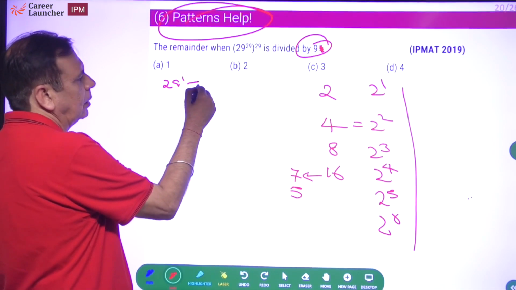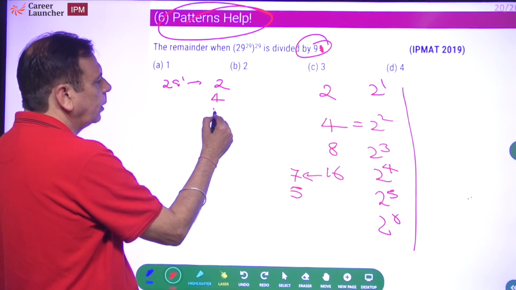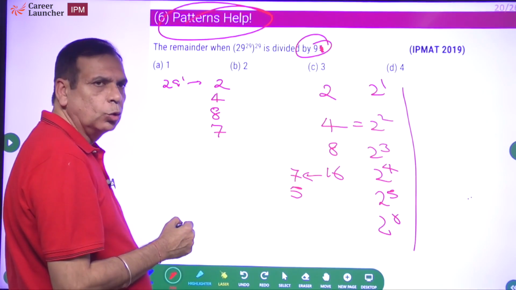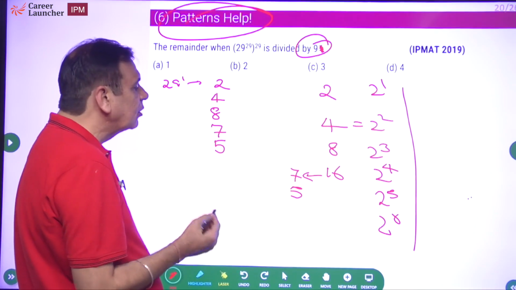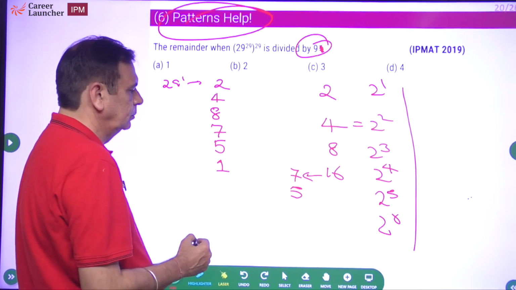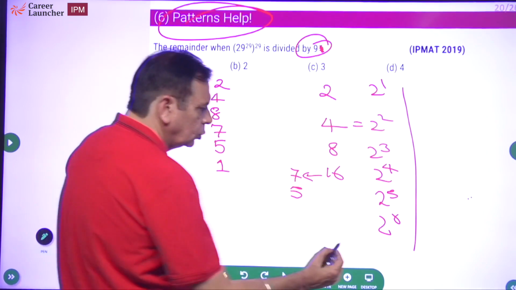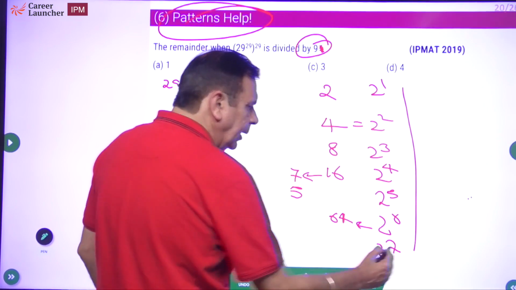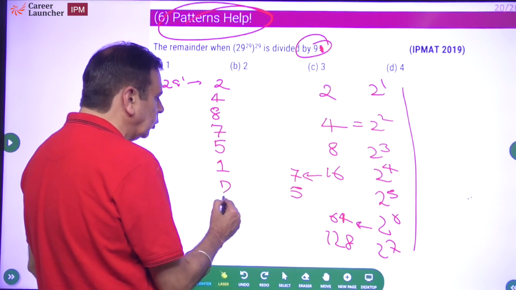29 to power 1 gives 2, then 2 squared, 4. 2 cubed is 8. 2 to power 4 is 16, which means 6 plus 1, 7. 2 to the power 5 is 32, which means 5. 2 to the power 6 is 64, which means 6 plus 4, 10, and 10 means 1. Okay. Next one will be 2 to the power 7, which will be 128. 8 plus 2, 10, and 1, 11, 2.